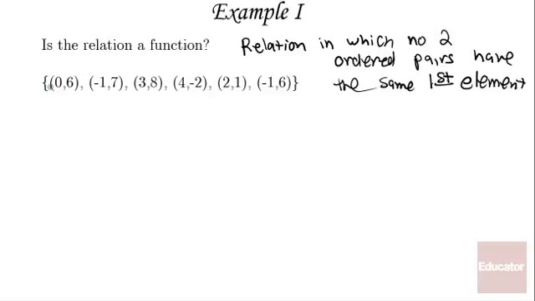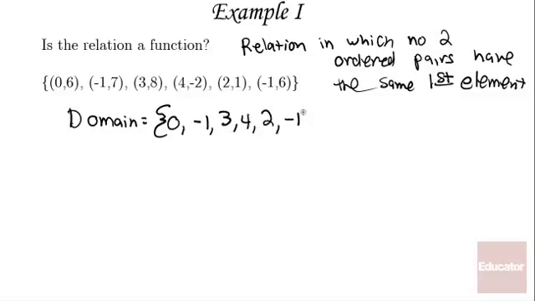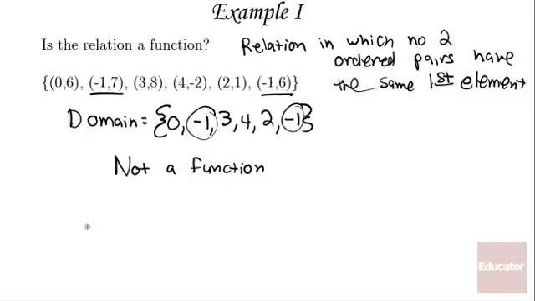Okay, looking here, I could write out the domain, separate that out, so that I can really see if I have shared first values. I have 0, minus 1, 3, 4, 2, and minus 1. And what I see here is that minus 1 is represented twice. So these two ordered pairs, here and here, share the same first value. Therefore, this is not a function. It is a relation, but it is not a function. So my answer to is a relation a function is no.